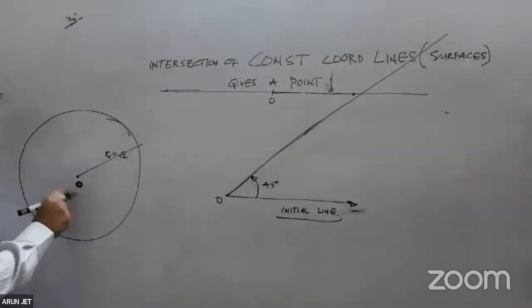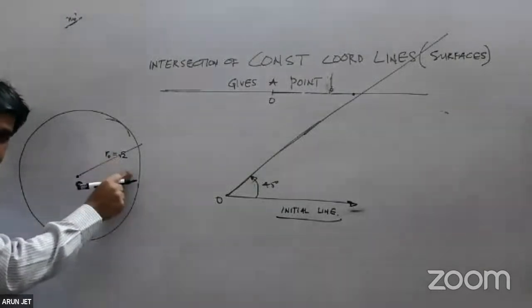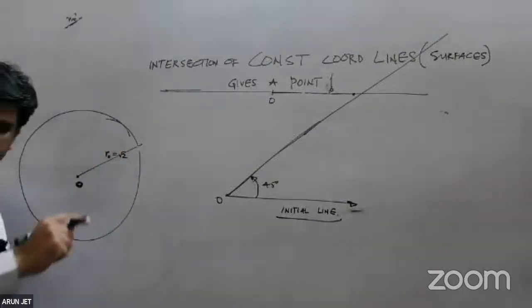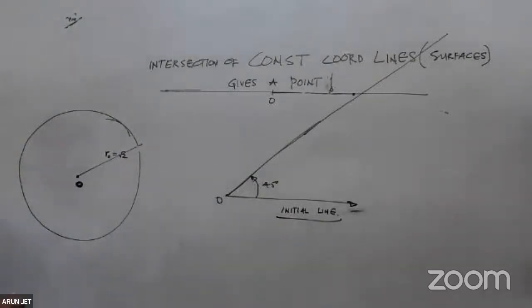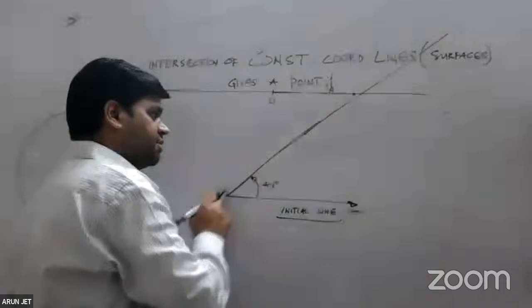If distance is constant from a point, the locus which I get, the curve which is traced by this point, is a circle. You all agree with this? All right, good. So this is a constant coordinate line, which is a semi-infinite line.